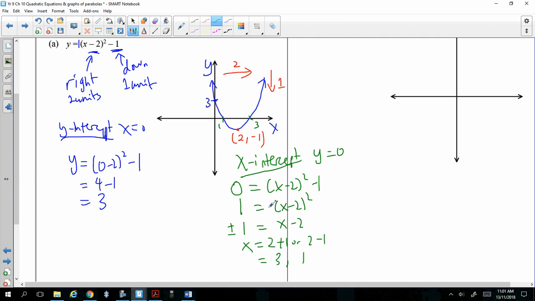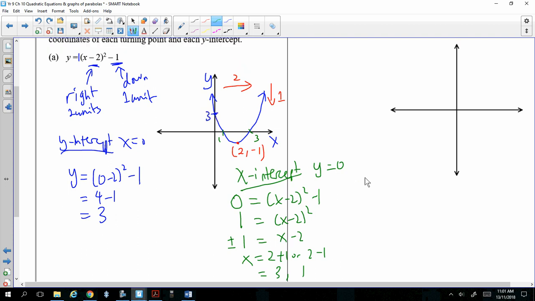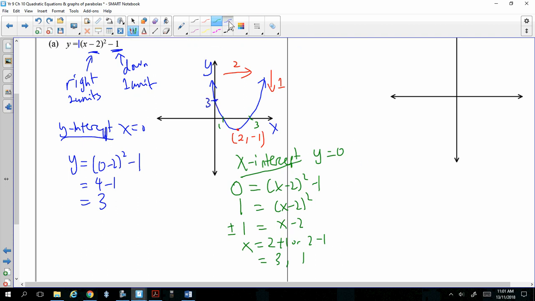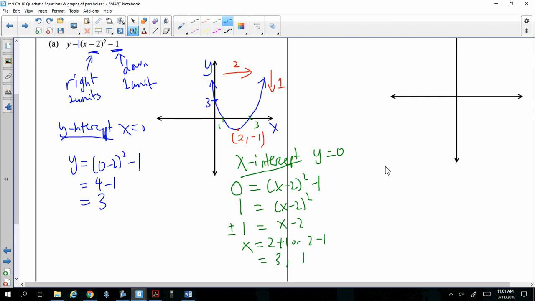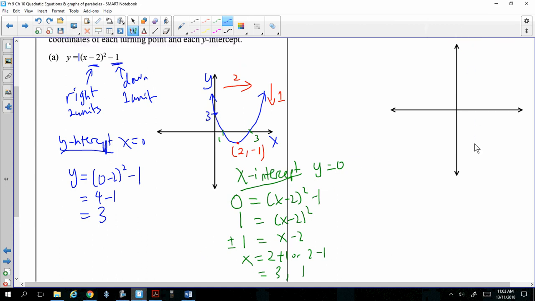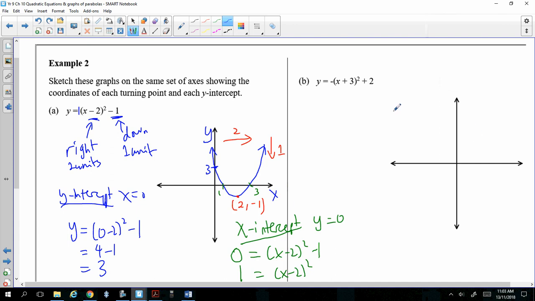All right, one more example. Hopefully you're done. Continuing. Okay. How about this one? What does this do? Left 3, up 2. Okay. And the minus tells you concave down. So we'll draw a concave down parabola. I'll show you the full page. So you go left 3, up 2.